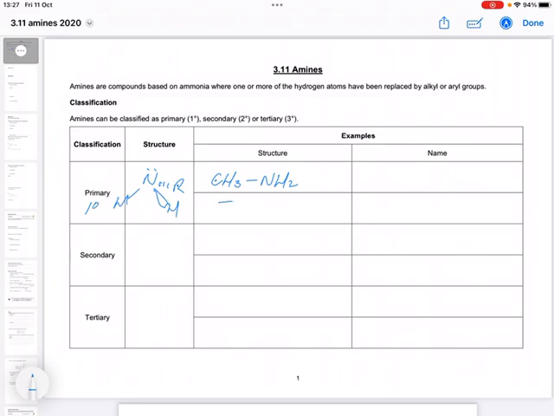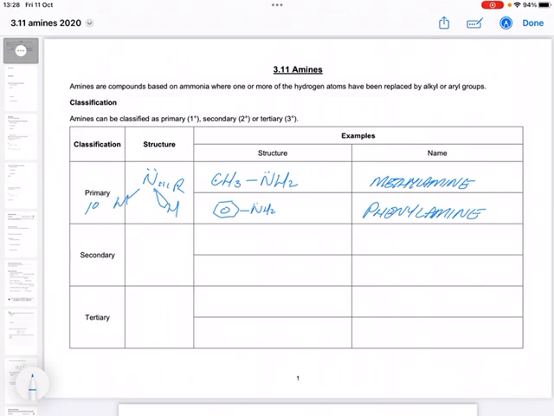Other examples, if I do an arene version of that, so NH2 again, so on the nitrogen, on each of these there's one R group coming off. So this one's called methylamine, and this one is called phenylamine. So with benzene, it takes on its alter ego, its different name, so phenylamine.